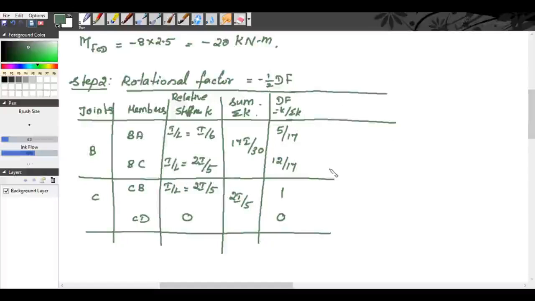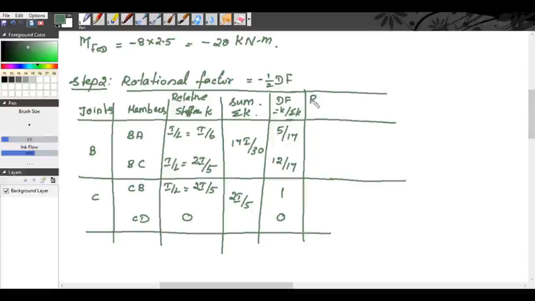In moment distribution method, we don't consider this CD. But here we have to consider this joint C also. The reason is in order to find the rotational factor. There the distribution factor is not necessary, right? And even if you find it, there is no mistake in it.